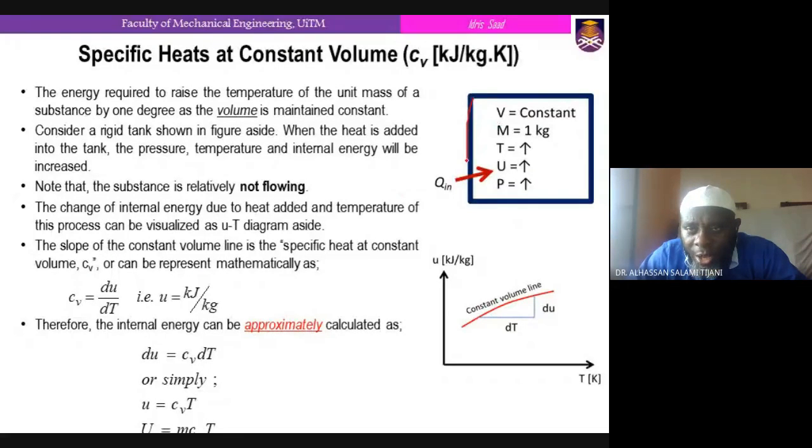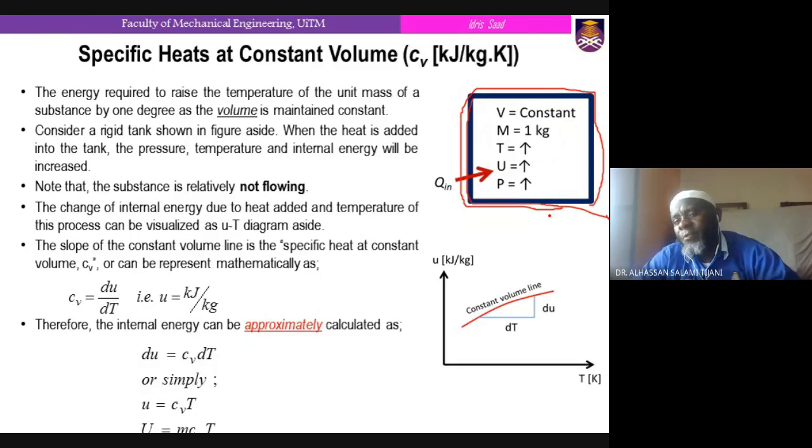So this is a constant volume. Constant volume is where we have a rigid vessel. So that means that the volume is not changing. The volume remains constant. Okay, so the only parameters which are changing are the pressure, internal energy, and temperature. Mass is constant, volume is constant. Okay, so we are introducing some amount of heat into this system.